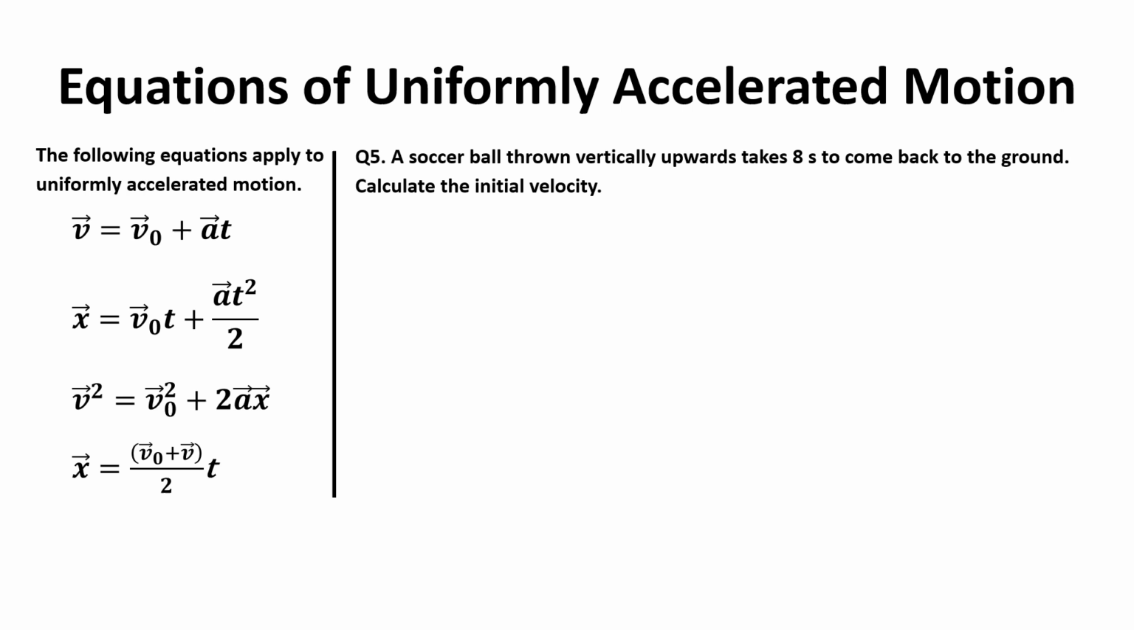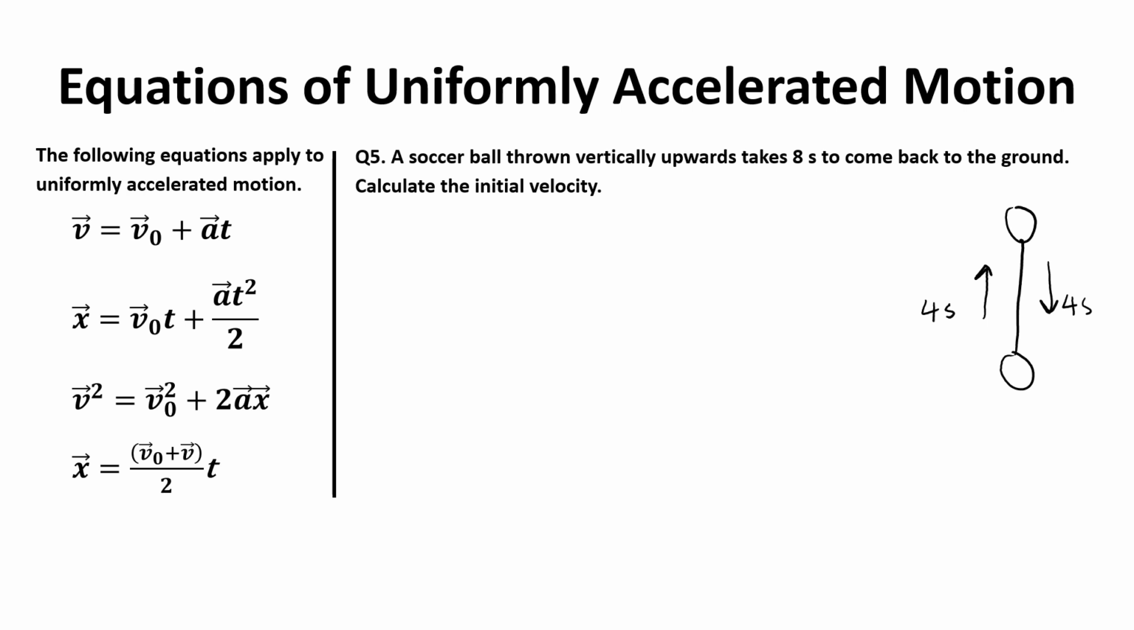Question 5. A soccer ball thrown vertically upwards takes 8 seconds to come back to the ground. Calculate the initial velocity. So what is V naught? Alright, so first step, let's quickly sketch. So the object is going upward, it will stop at maximum height and then it will come back down. So if it took 8 seconds to come back to the ground, therefore it will take 4 seconds to reach the maximum height, and it will take 4 seconds to come back down from the maximum height to the ground.